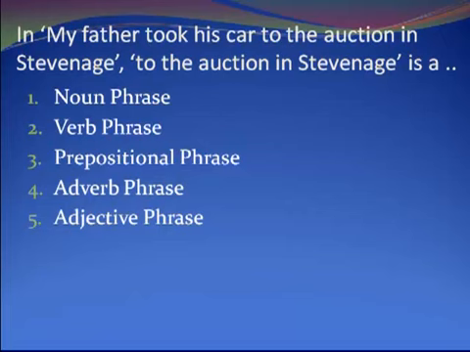Is it a verb phrase? Well, there's no verb in it, so it can't be a verb phrase. Is it a prepositional phrase? Well, the first word is to, that's a preposition, and prepositional phrases always start with a preposition, so that's a good beginning. Now, we could use that substitution test for prepositional phrases here to do with place. So we could say, my father took his car there. Where's there? To the auction in Stevenage. So what that shows is that what we've got here is a prepositional phrase.